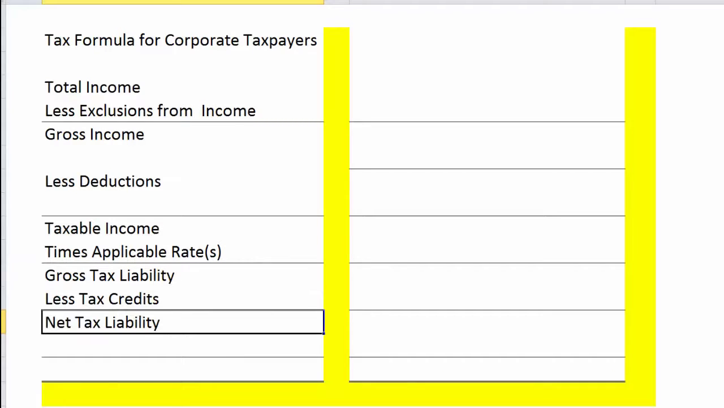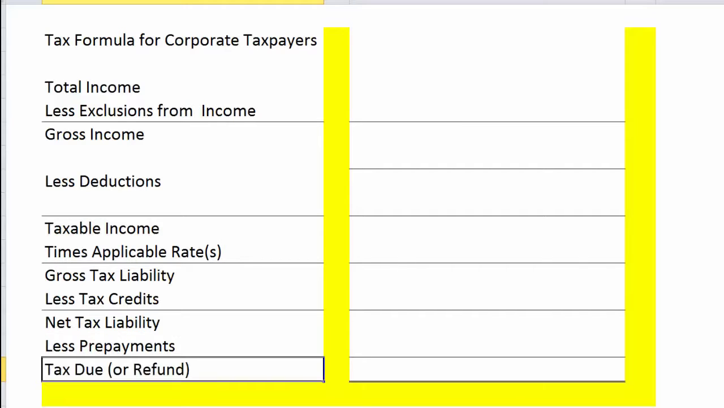I use that to come down to a net tax liability, and then prepayments are usually in the form of estimated taxes that are paid throughout the year in anticipation of a tax liability at the end of the year. The final number is the tax due if prepayments are less than the liability, or a refund if prepayments were in excess of the net tax liability.